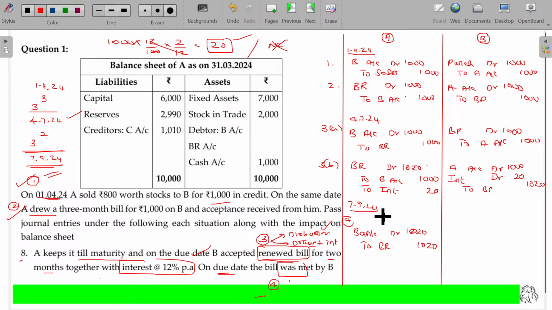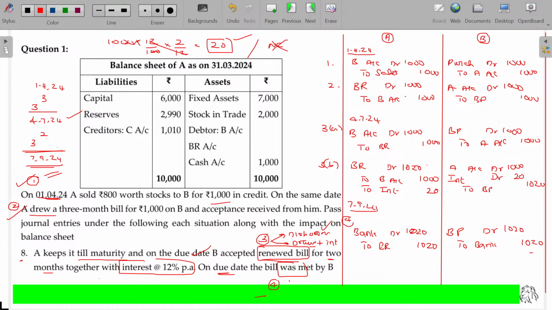And on 7/9/24, bank to BR is reversed. Bank to BR is reversed, meaning settlement. Okay. Bills payable is taken and we settle the money by bank, the value being 1020. Is that clear? Hope now you'll be able to understand renewal.